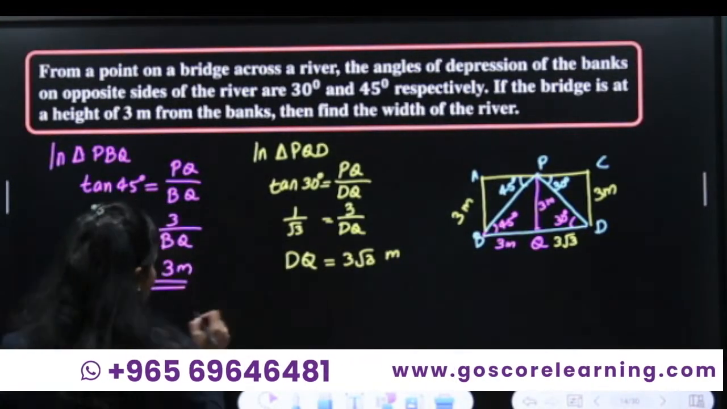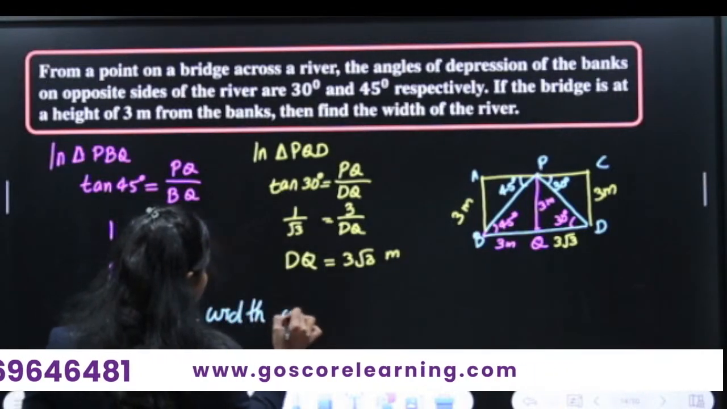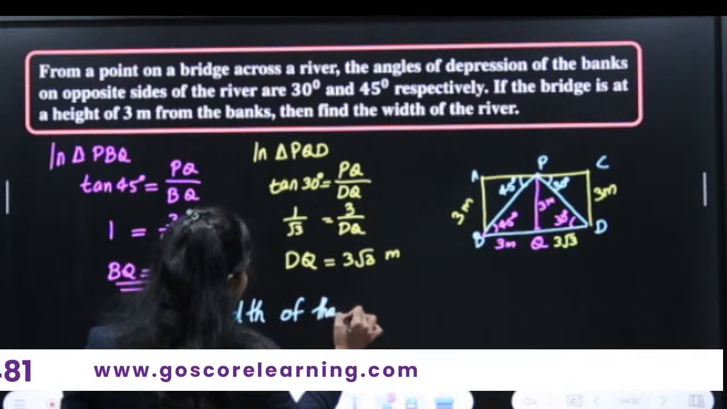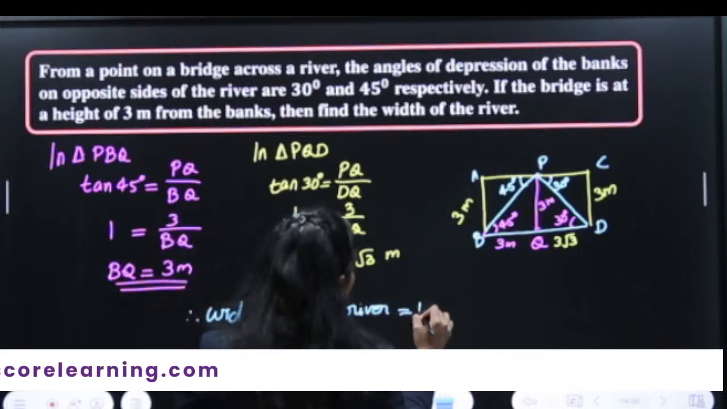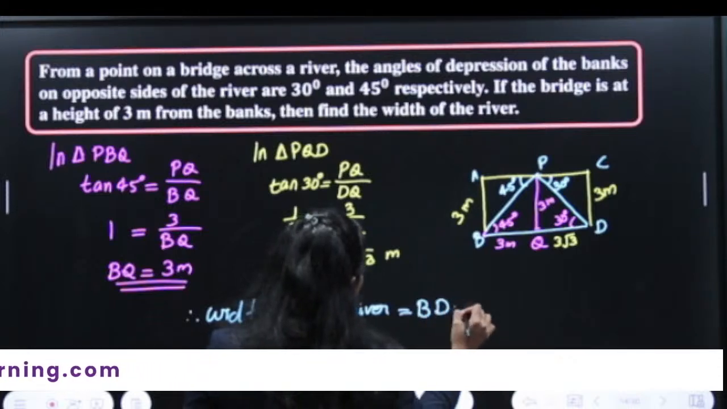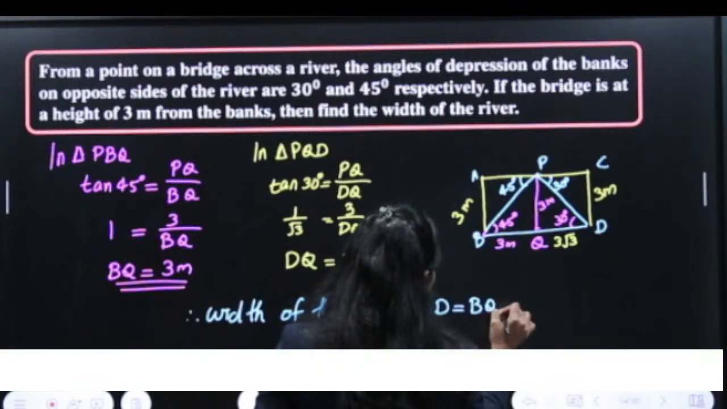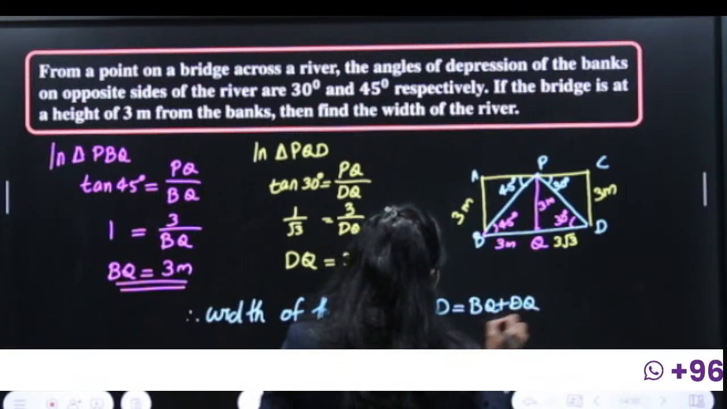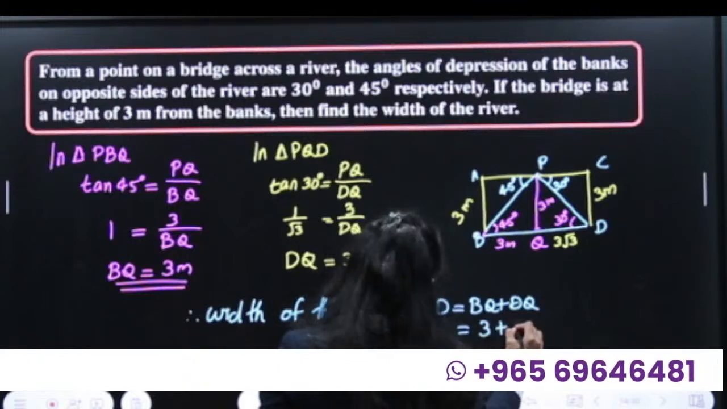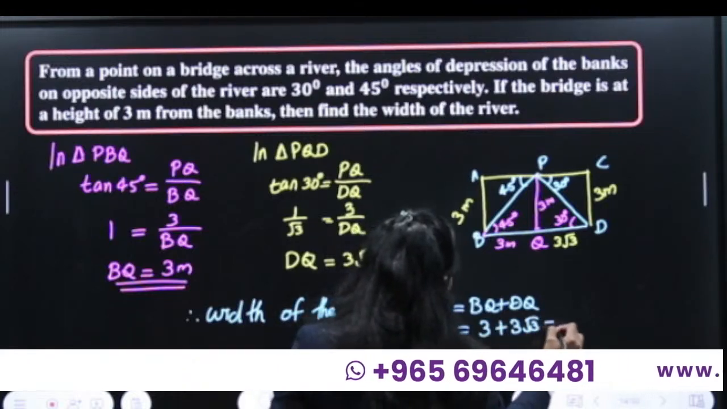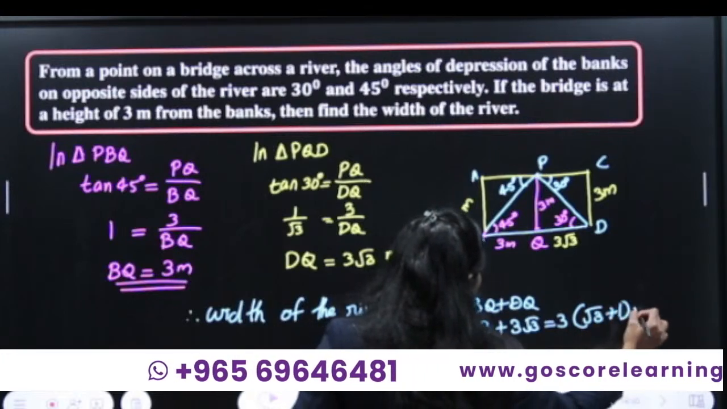So we will write, therefore, width of the river is equal to BD, which is BQ plus DQ. We can say BQ is 3 plus DQ is 3 root 3. So we can simply say it is 3 into root 3 plus 1 meter.